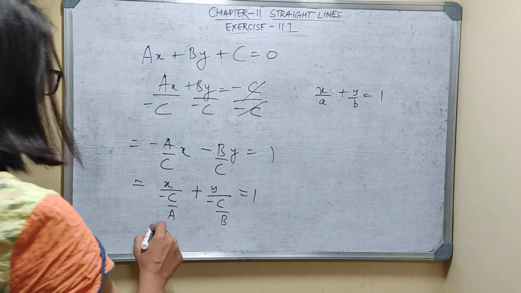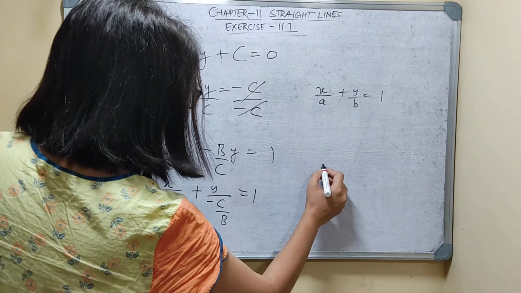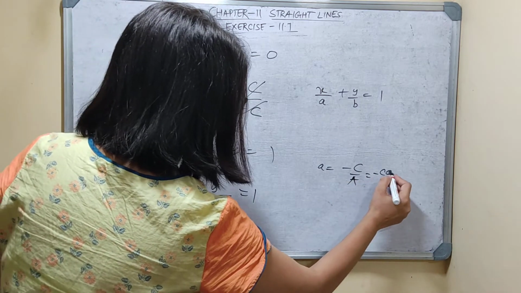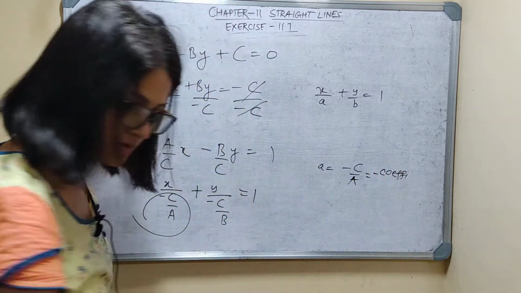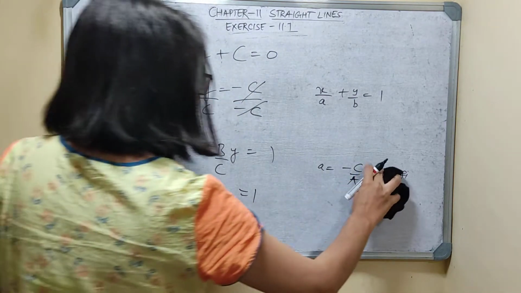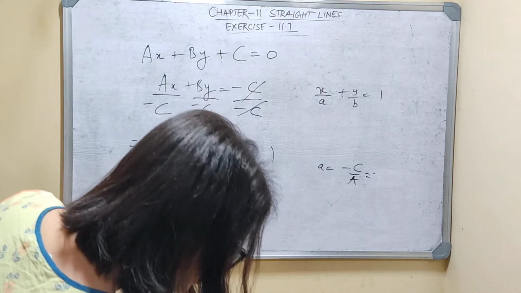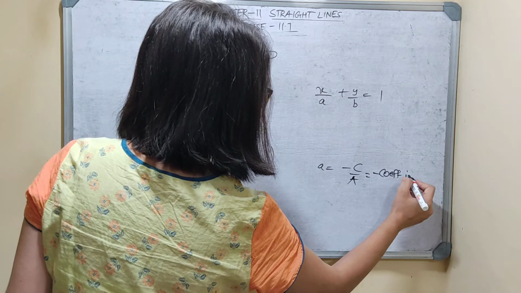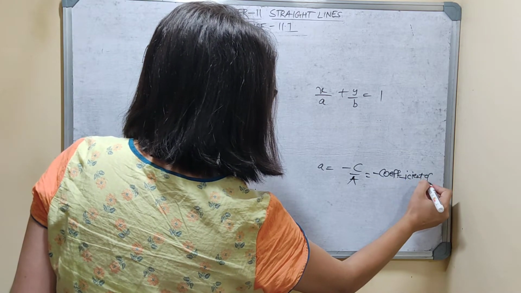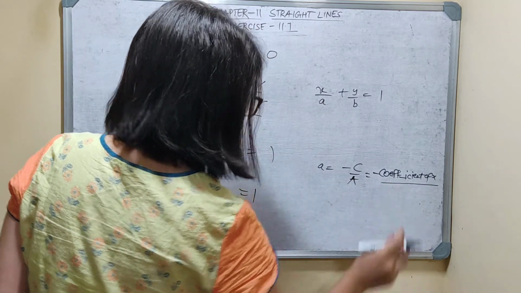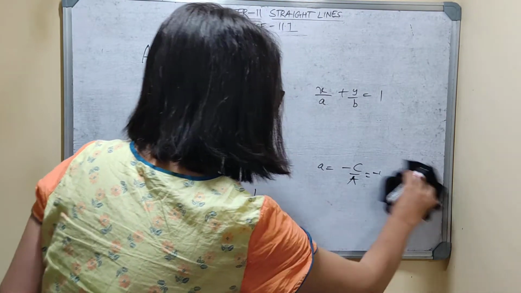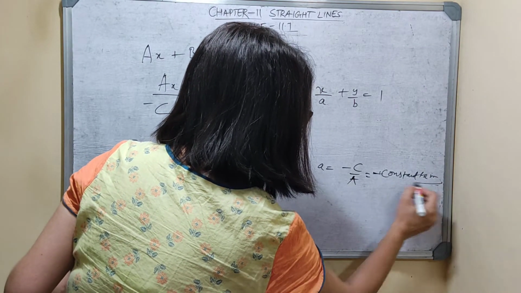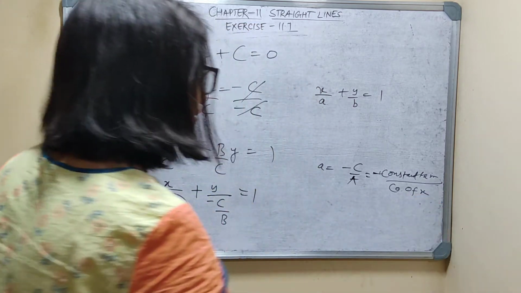Is this clear? So minus c upon a means a is the x intercept. Minus c upon a means minus the constant term upon the coefficient of x. Is it clear?